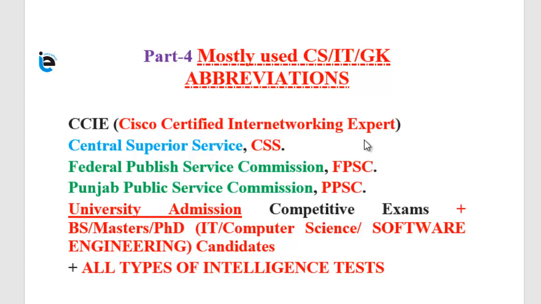This is part 4 of mostly used computer science, IT and general knowledge based abbreviations. These abbreviations are used in CSS, FPSC or PPSC exams and others, all types of intelligence tests. So let's start our video.